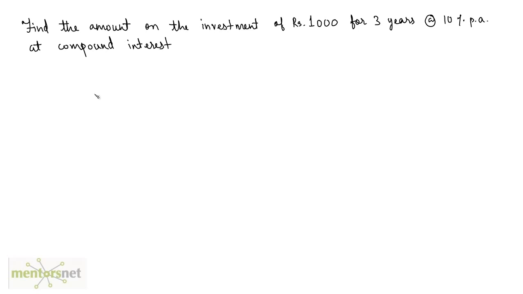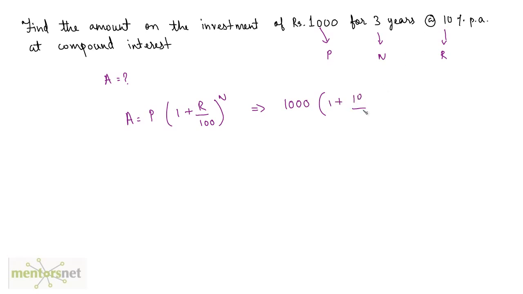Now this is the same problem that we solved earlier a couple of minutes ago. You have to find the amount on the investment of 1000 rupees for 3 years at 10% per annum at compound interest. So what we want is the amount, and this is the principal, this is the number of years, and this is the rate of interest. So we have the amount equal to principal into 1 plus R upon 100 raised to N. So the principal is 1000 into 1 plus the rate of interest, 10 by 100, raised to the number of years, 3. This 0 and this 0 get cancelled out.